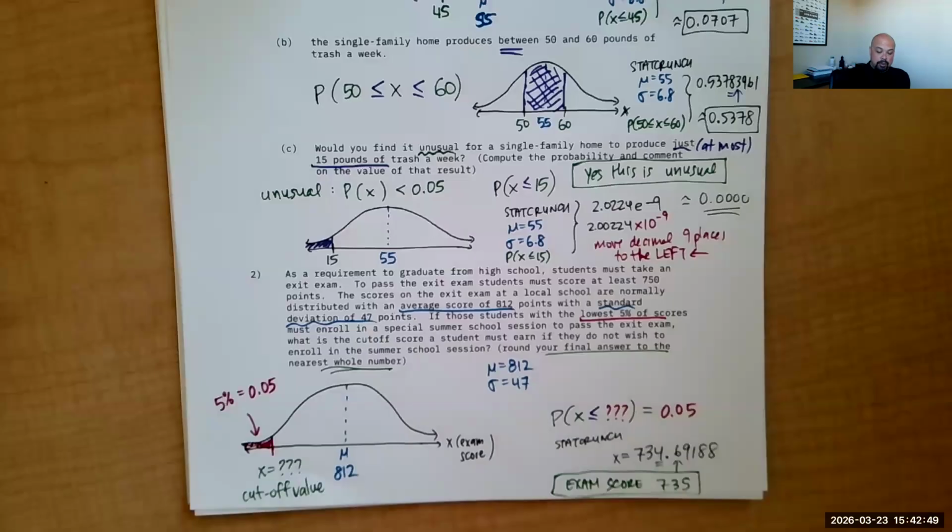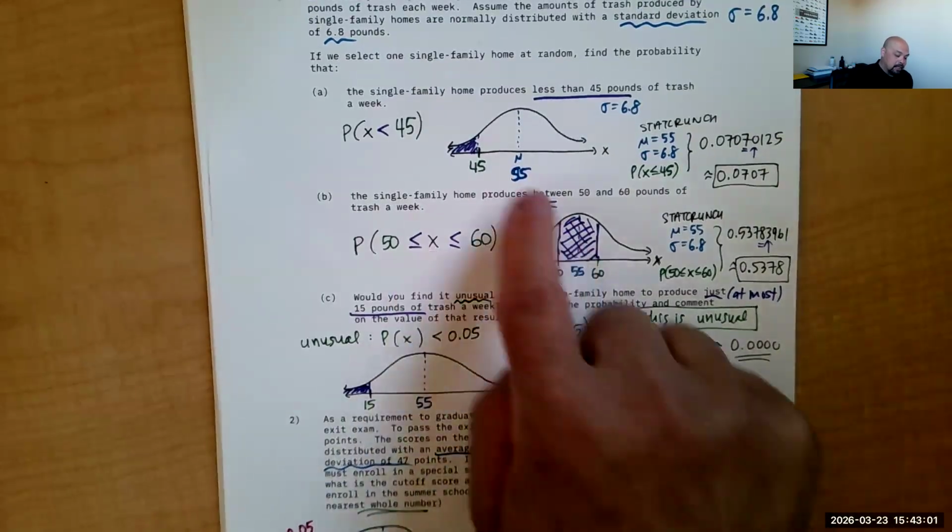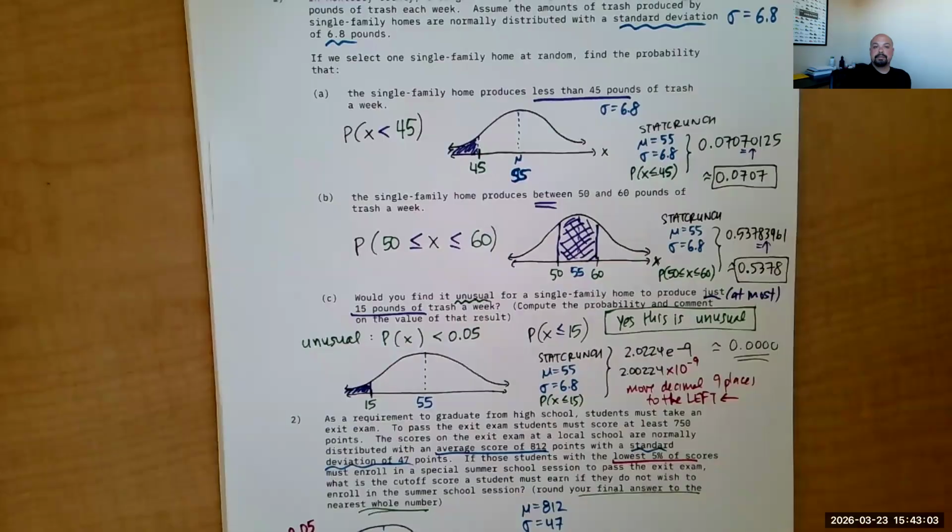Okay, so there's that use of our normal distribution calculator on StatCrunch, in order to evaluate and find these different probabilities, these areas under our curve. All right, y'all.